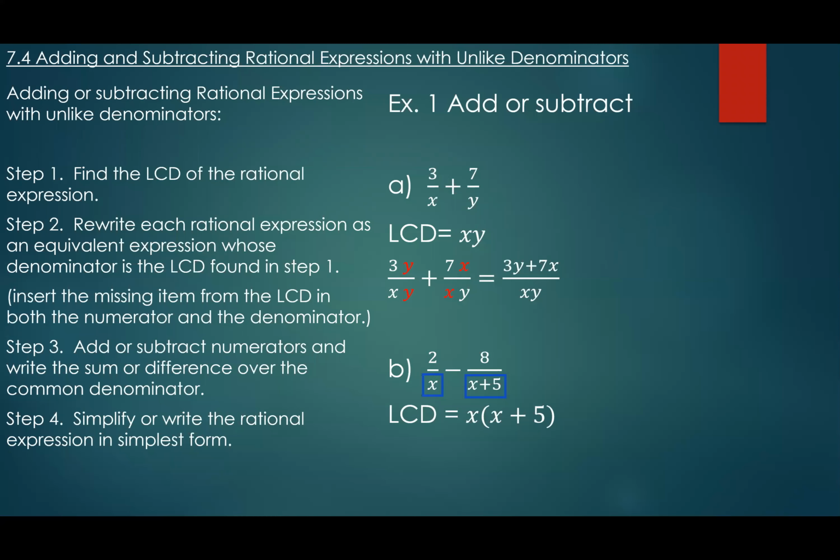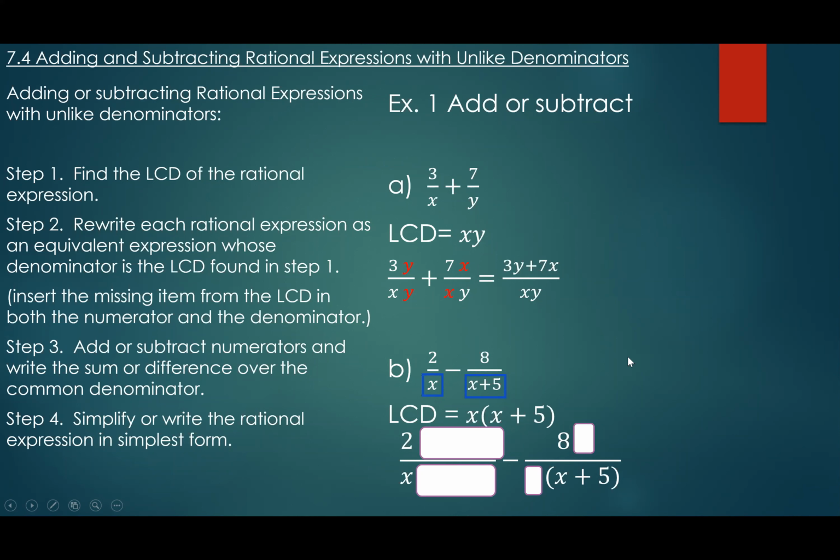So once you find the LCD, this is what you ask yourself. In the first item, what am I missing from the LCD? In the first one here, everybody see my first item, I have 2x. That's what I have, 2x. What am I missing from the LCD? Well, if I already have an x, do you agree that I'm missing the x plus 5? So if I'm missing x plus 5, all I do is put an x plus 5 on the numerator and an x plus 5 on the denominator.